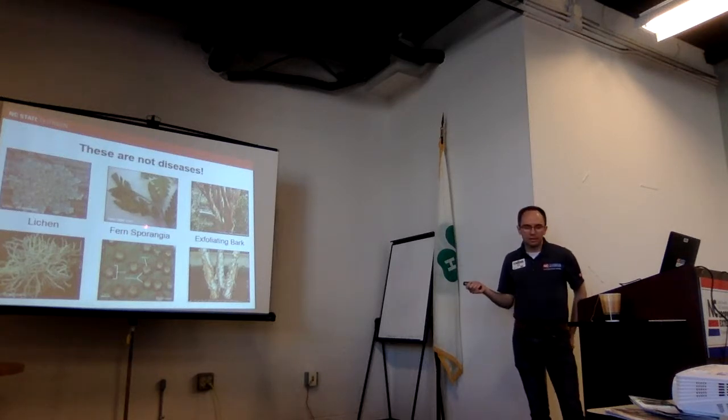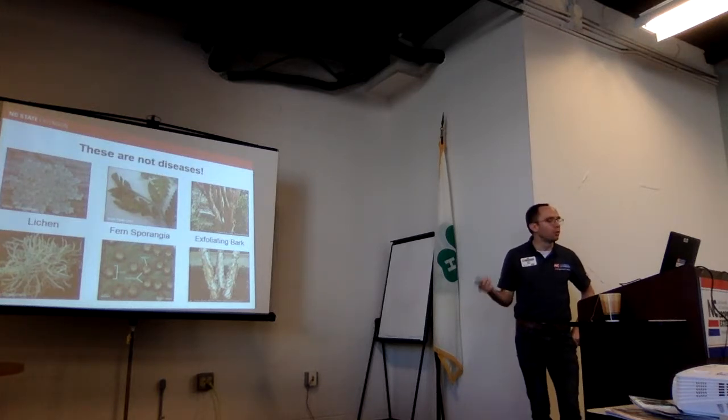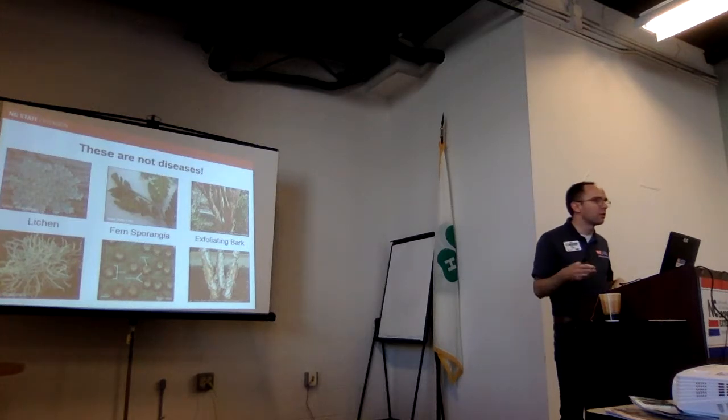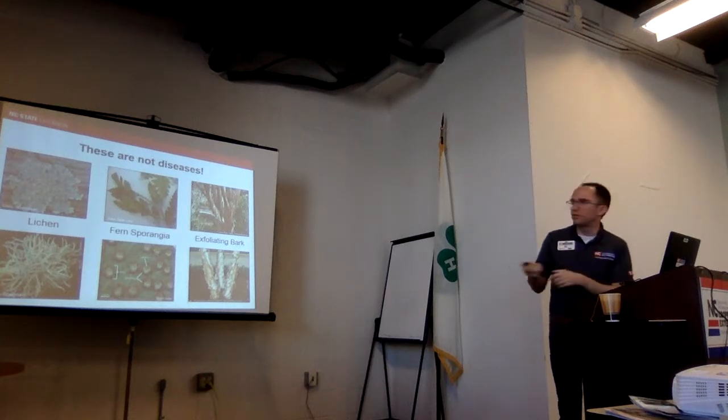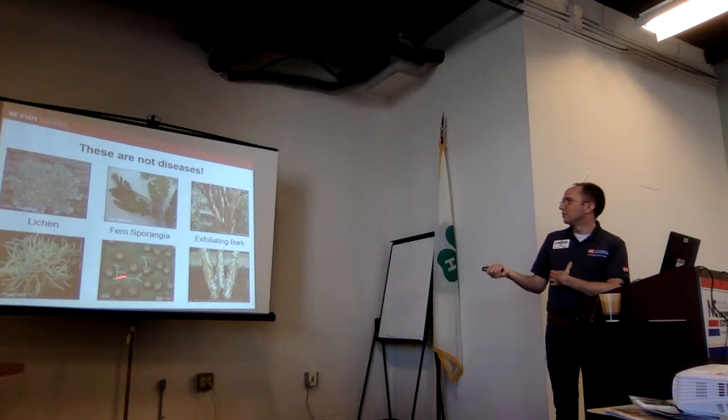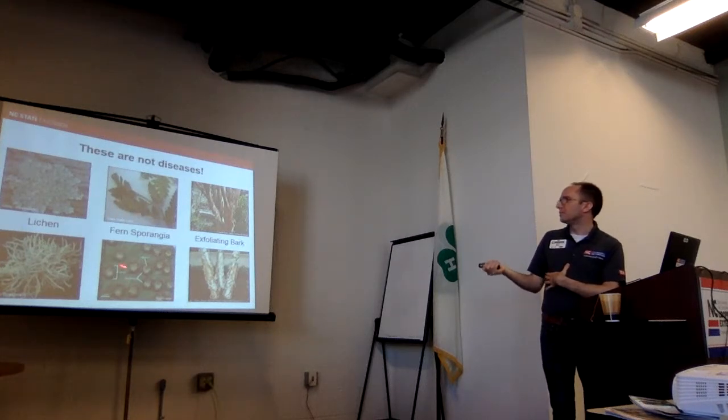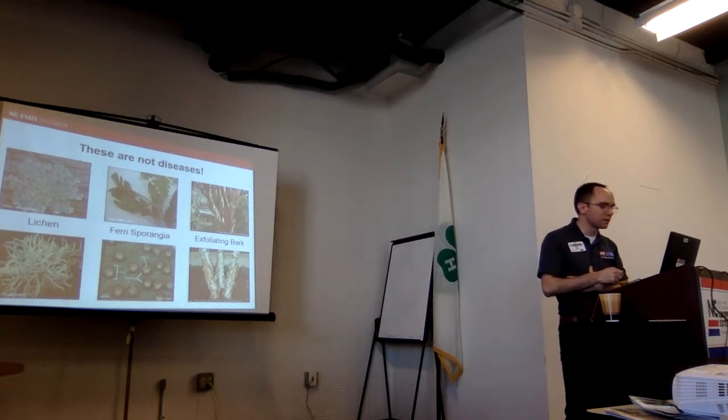Likewise, as with the gymnosperms, the ferns reproduce in a dramatically different way than flowering plants. They produce spores in sporangia that occur underneath the leaves, typically, in most fern groups. So these little growths are not some dramatic fungal disease, but in fact how the fern is reproducing.